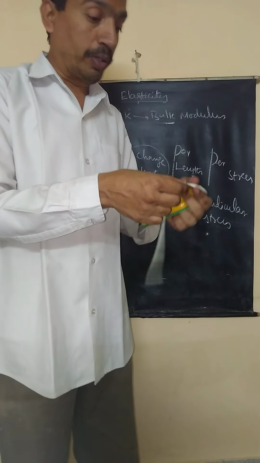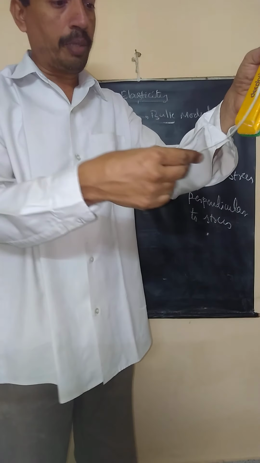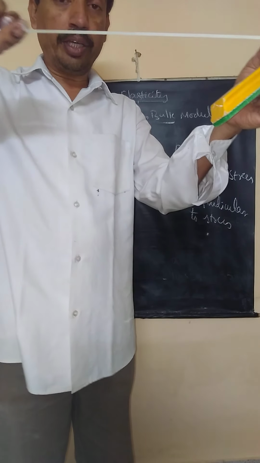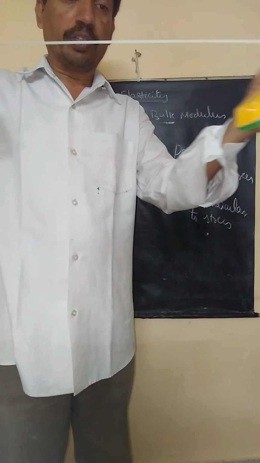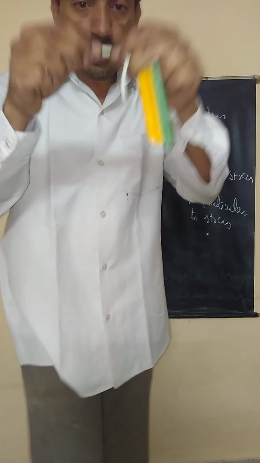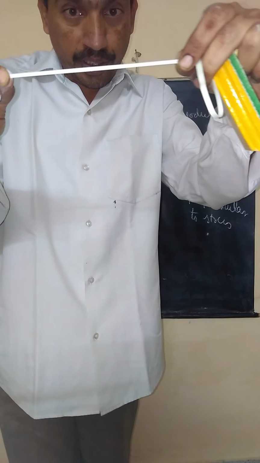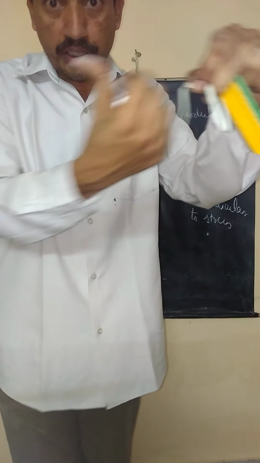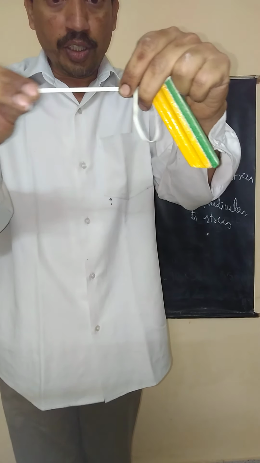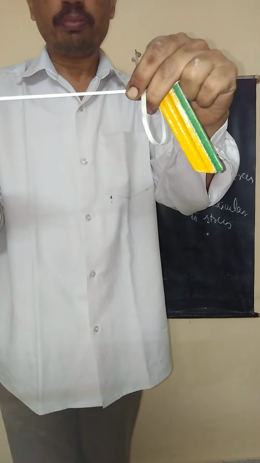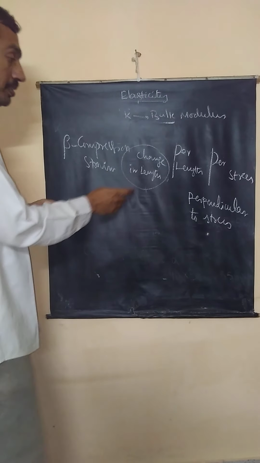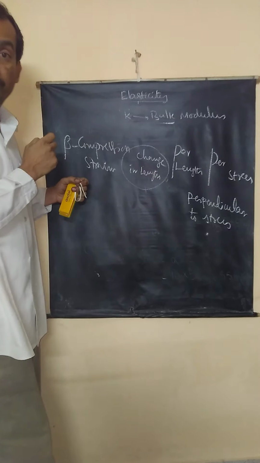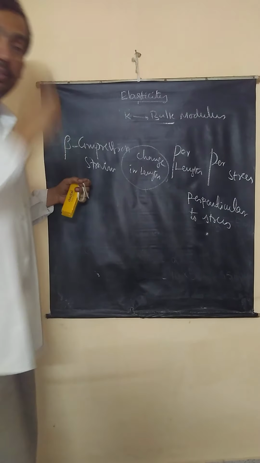Stress is applied like this. Perpendicular to the direction of the stress, the width is now 5 millimeters. As I increase it, the width is coming to 2-3 millimeters, correct? So when the stress is acting like this, the compression is happening in the perpendicular direction. This is called compression strain. Compression strain beta is the change in length perpendicular to stress per unit length per unit stress.